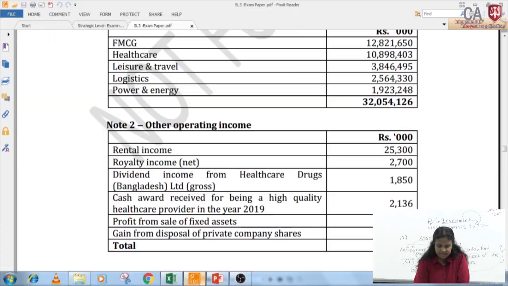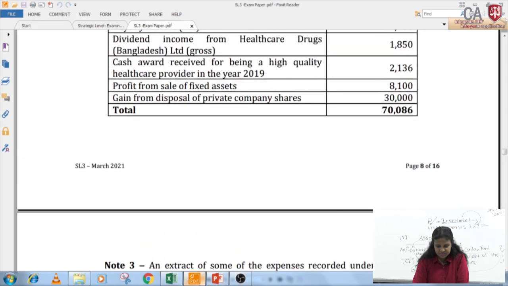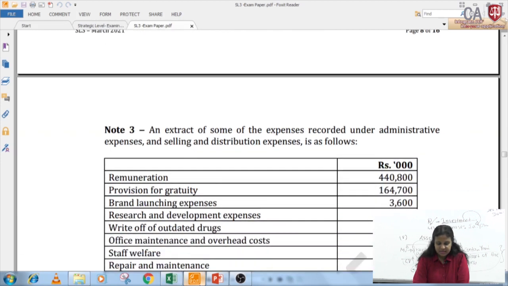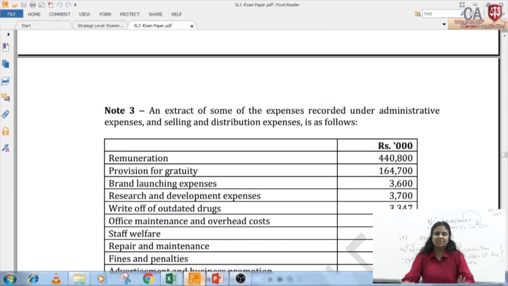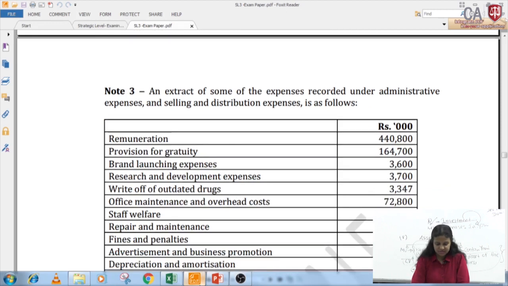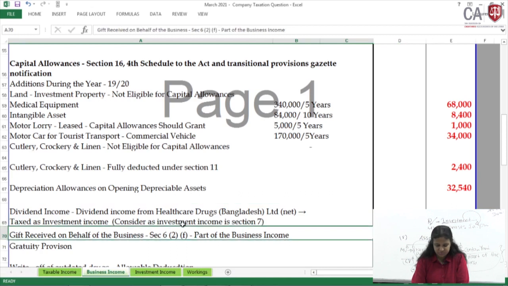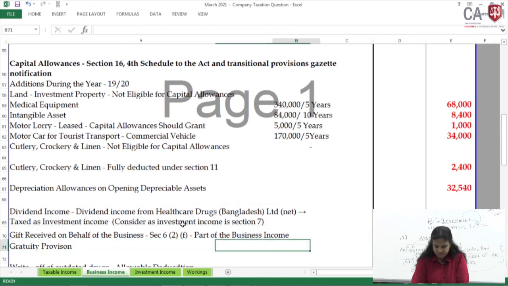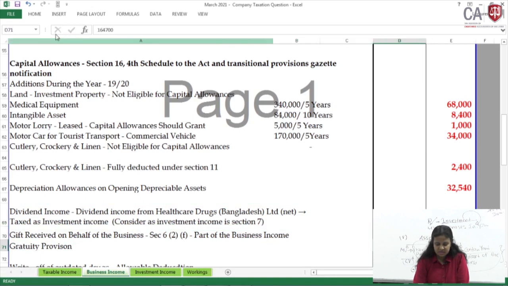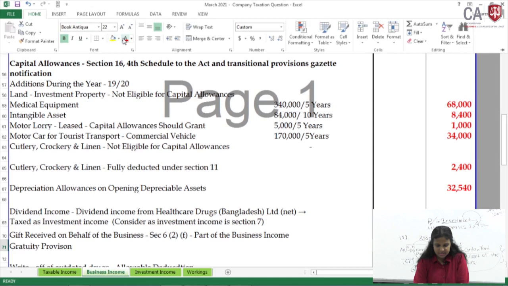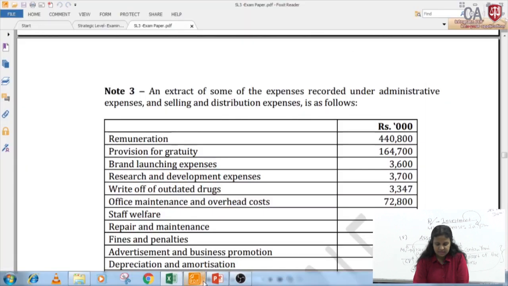Done. Then the next one, profit from sale of fixed asset considered. Gain from disposal of private company shares considered. Done. Then remuneration, no adjustment, as this is incurred for the production of income. Provision for gratuity, definitely disallow, 164,700 under section 10, subsection 1b Roman 8. The gratuity provision of 164,700 is disallowed. What next?